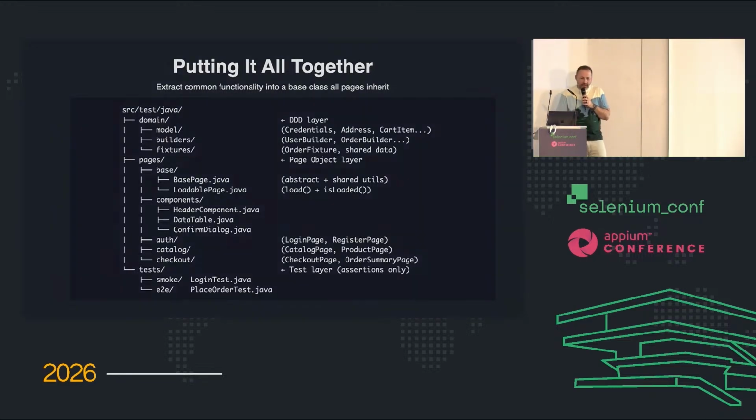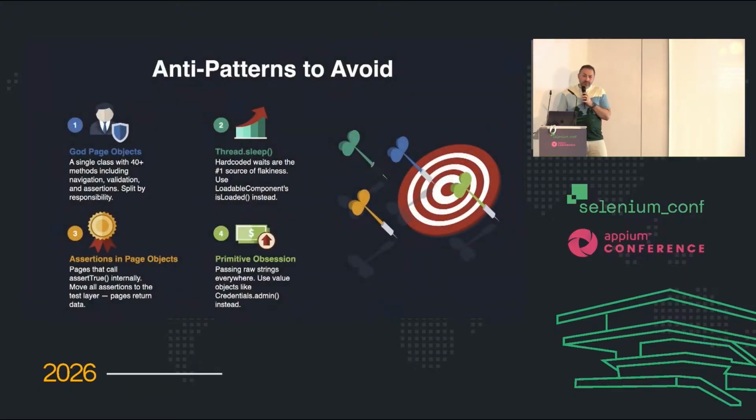Let's talk about the anti-patterns, what we should avoid doing. We should always avoid having God page objects. The God page objects are the ones that do everything in one page object. We should always keep in mind that one page object should deal only with one page, and it should not do cross-page calls. It should only work with one single page.